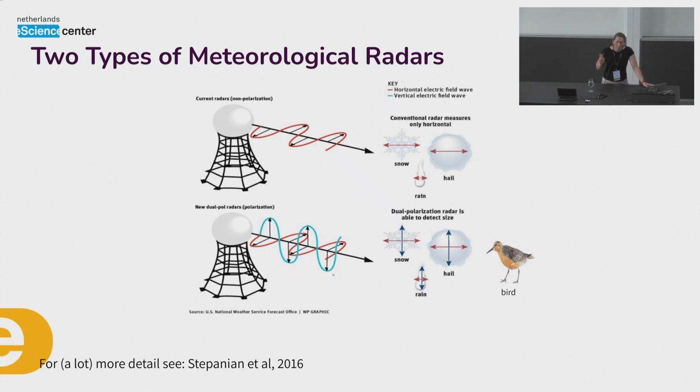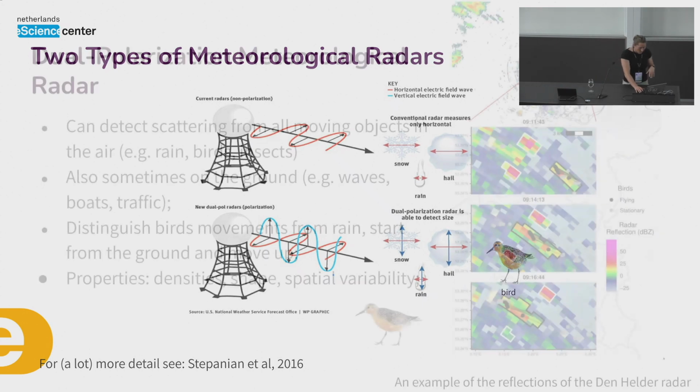So basically there are two types of radar data. The old type, which you can see here on the top, can basically only identify horizontal electric field waves, okay? And there is a newer one, not new from this year, but relatively new, called dual polarization radar. So it has vertical and horizontal waves. Because of that, you can also identify the shape of the object, the density of the object, a lot more features that you otherwise wouldn't be able to. So we can say whether it is snow, rain, a bird, or maybe an insect, or boats, or waves, anything it's reflected onto.